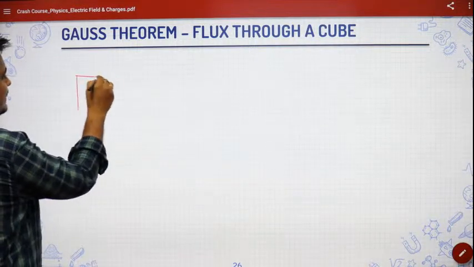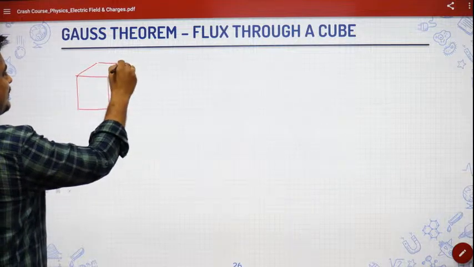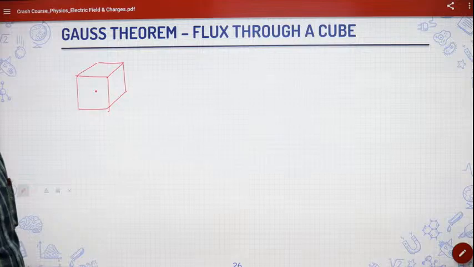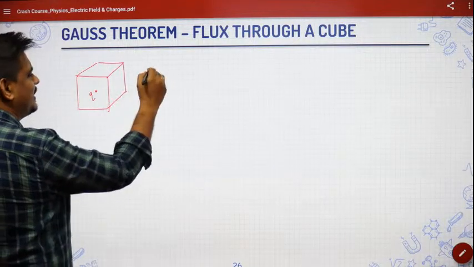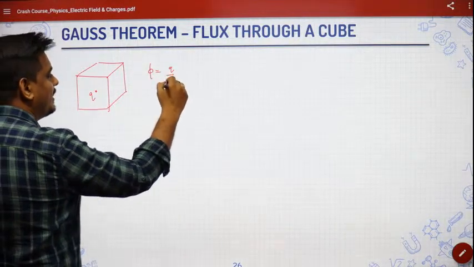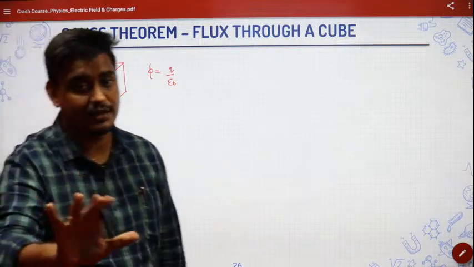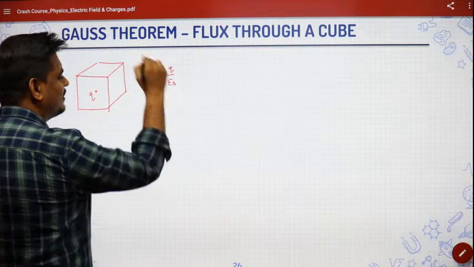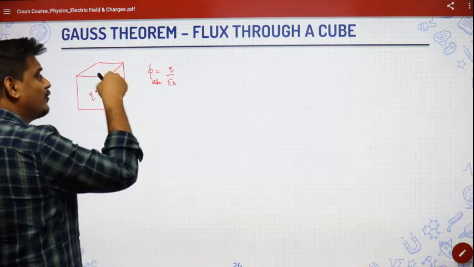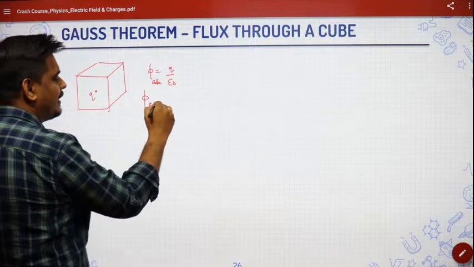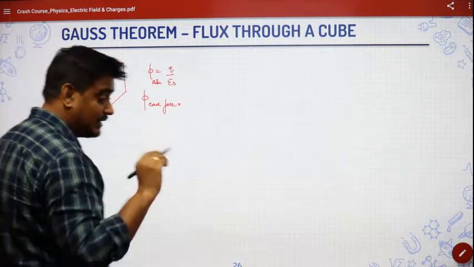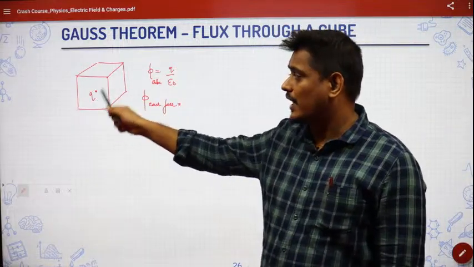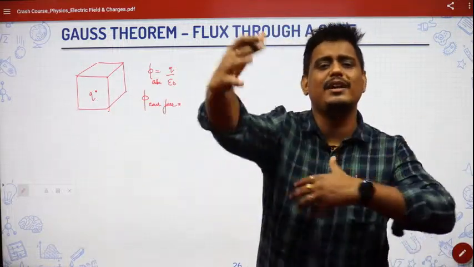We know very well, if we have a cube like this, and if I ask you what will be the flux if a charge is placed inside the cube, you will say very comfortably, yes sir, we know it will be 1 by epsilon times Q. If Q charge is present, you will say phi is equal to Q by epsilon naught. You are absolutely correct. But this is for the total cube, phi for the full cube. If I ask you what is the flux through each face, then what will you say? Listen to me very carefully, guys: at the center the charge is present, so the flux will be equally distributed.